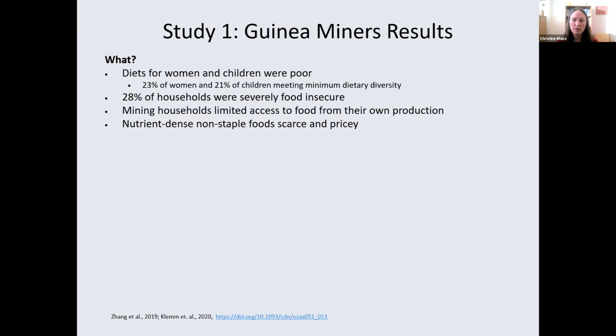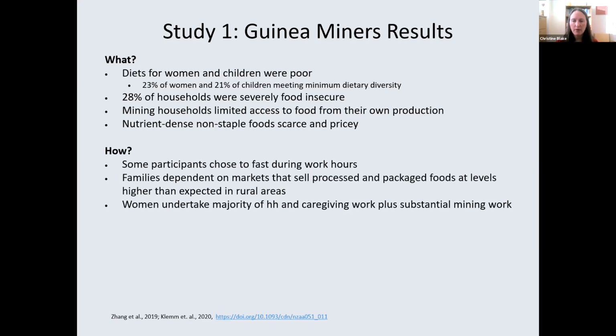So the design allowed them to say something about how Guinean miners caring for children eat. Some participants chose to fast during work hours. Families were dependent on markets that sell processed and packaged food at levels higher than expected in rural areas, and they relied on markets rather than their own production, which was consistent across many of the interviews. Women undertake the majority of household and caring work plus substantial mining work, and when combined with a lack of safe and affordable childcare options, this put a heavy burden on women's time for young child feeding.